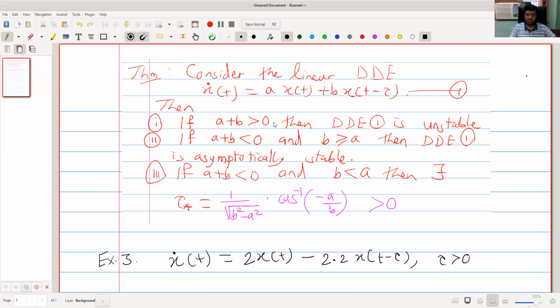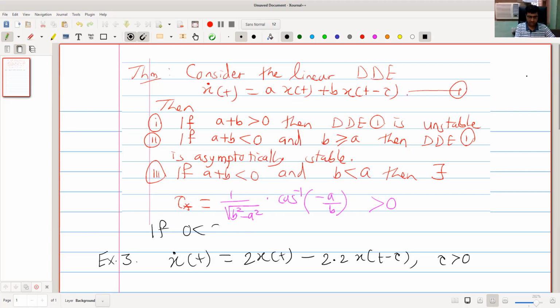First, if a plus b is positive, then this equation is unstable. If a plus b is negative and b is greater than or equal to a, then this equation is asymptotically stable. And the third case is, if a plus b is negative and b is less than a, then we have one critical value of tau. It is given by 1 upon square root of b square minus a square, into cos inverse of minus a upon b. So if tau is between 0 and tau star, then the system is stable, and otherwise it is unstable.